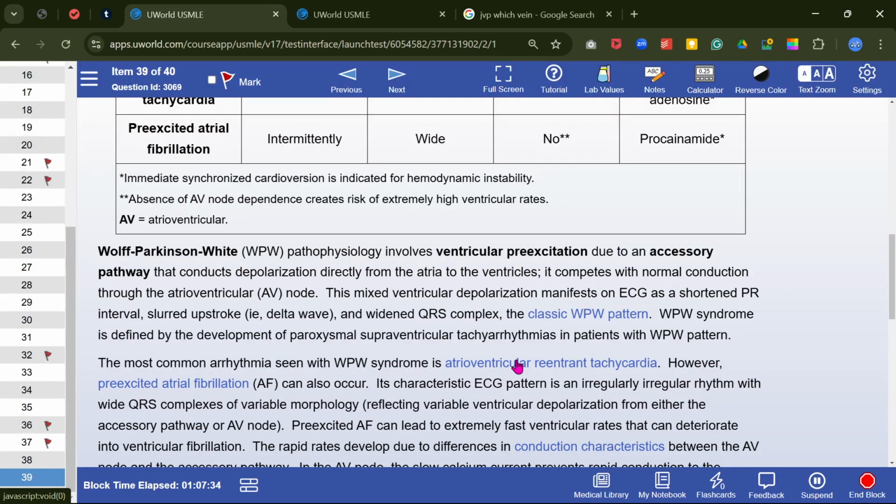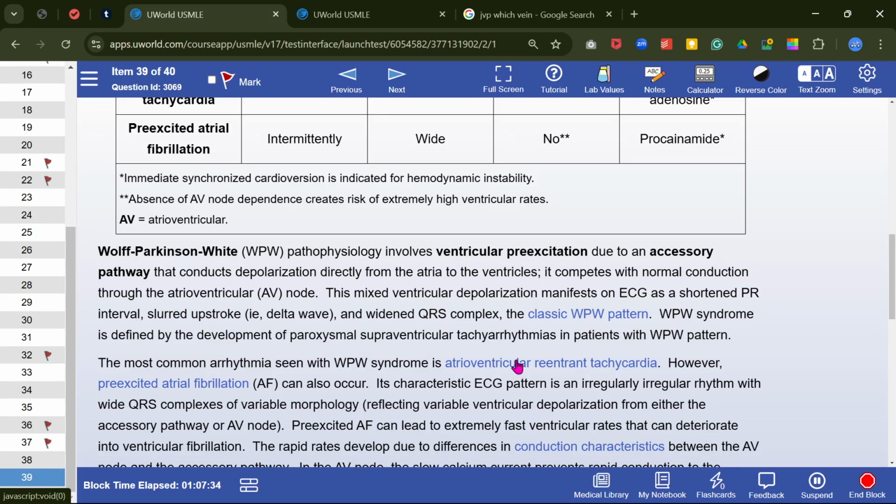Okay. WPW, Wolff-Parkinson-White syndrome. Pathophysiology involves ventricular pre-excitation due to an accessory pathway that conducts depolarization directly from the atria to the ventricle. It competes with normal conduction through the AV node.